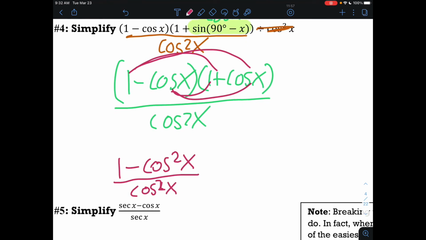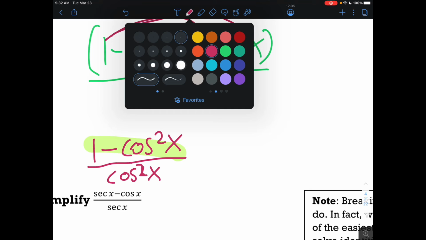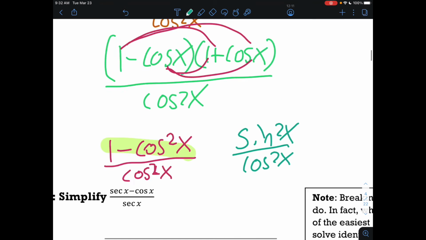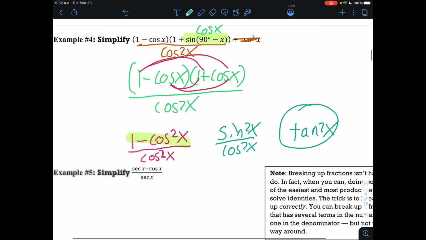1 minus cosine squared, that becomes sine squared of x over cosine squared of x. And then we can simplify this down into tangent squared of x. So that is our final answer. So again, it's a lot of substituting, replacing, and then doing some algebra skills.